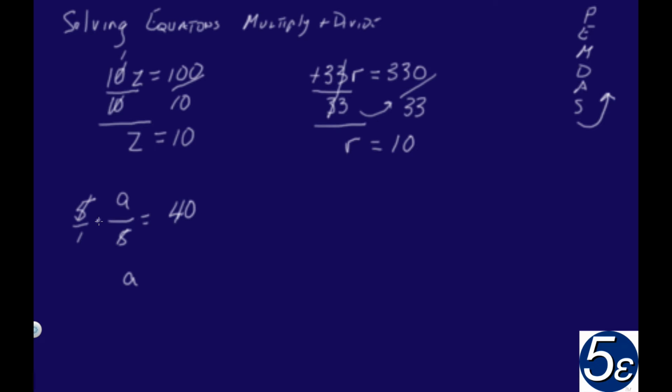And what we do to one side, since we multiplied by 5 over here, we multiply by 5 on that side. So we multiply by 5 here, and this ends up being a equals 200. And that's our final answer.